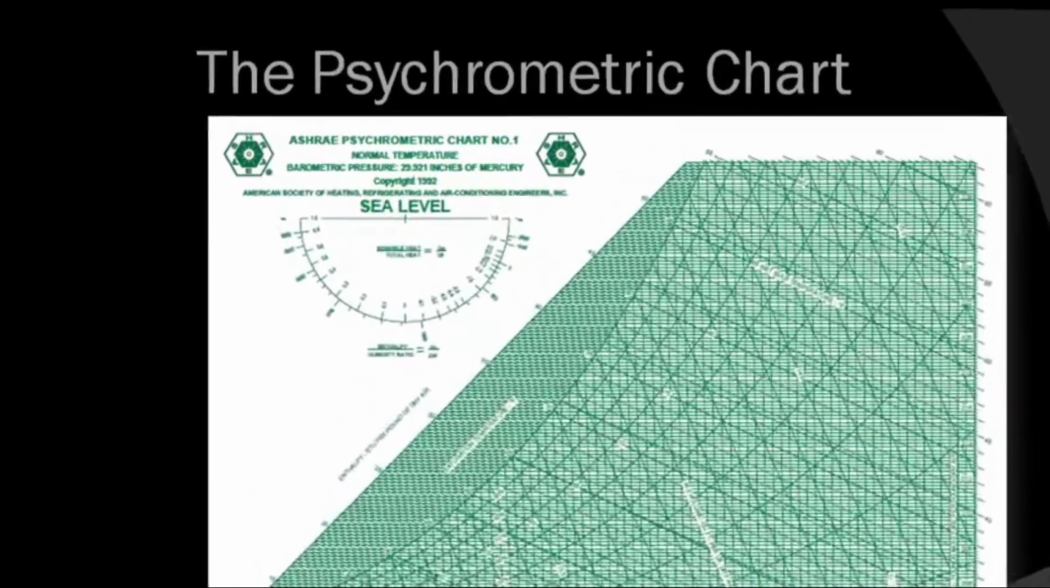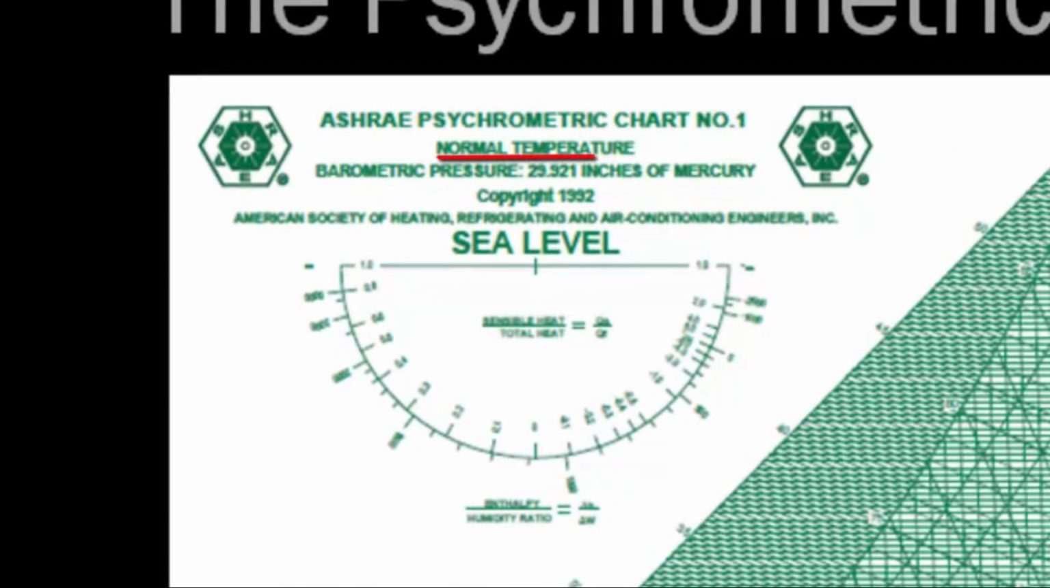The chart shown here is the ASHRAE chart. Notice this chart is for normal temperatures and a barometric pressure of 29.92 inches of mercury. This is what is considered to be sea level. Recall that air density changes at different elevations. Because of this, the air properties will be different depending on the atmospheric pressure.